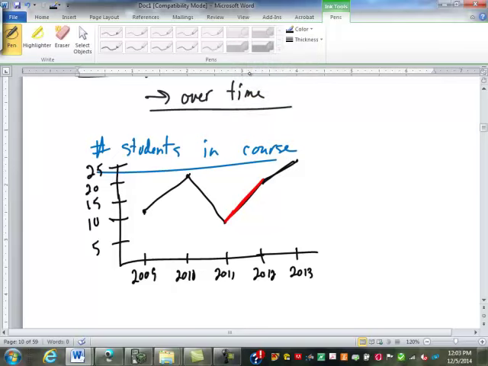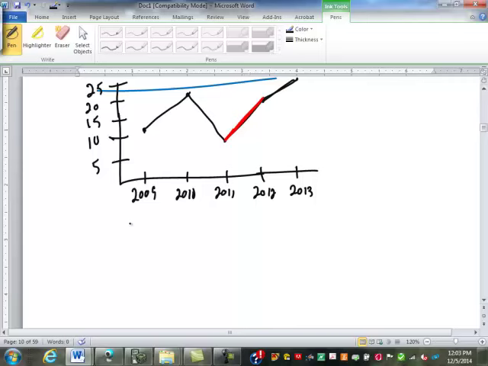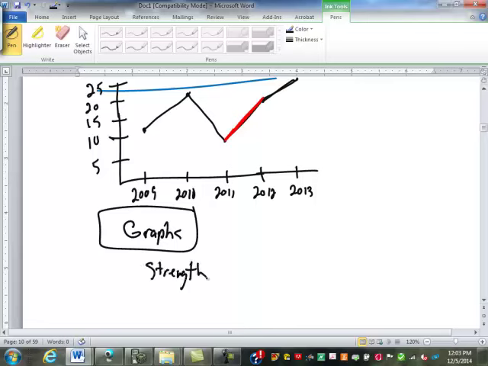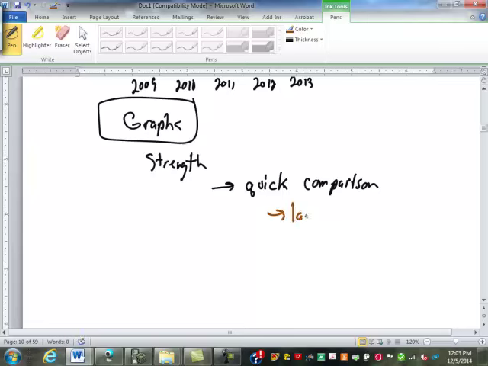Now, for one of the weaknesses of graphs, we talk about graphs. The strength, of course, of graphs is you get very quick comparisons. You can very quickly find out which one is the largest or which one is the smallest. Or you can compare two. Out of these two, which one is the larger or smaller? You can compare them very quickly with a graph.